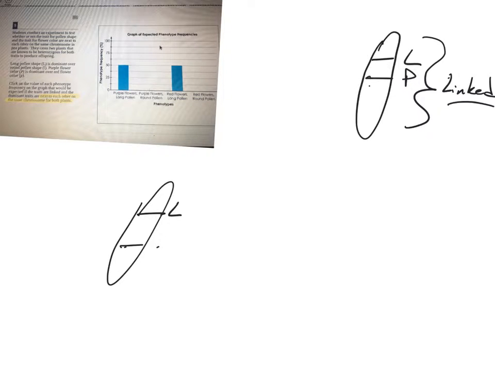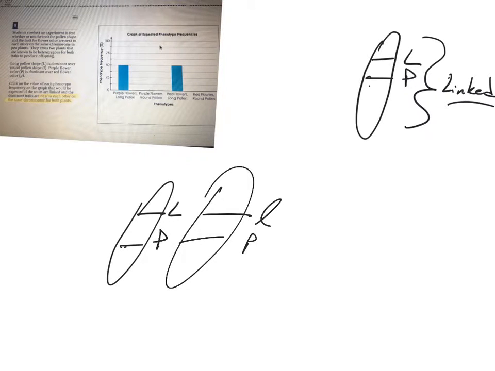So they're next to each other, that means no crossing over. They're heterozygous, that means they have one big L and one little l, right? One big P and one little p. But they're also telling you that the big L and big P are next to each other on the same chromosome, and the little l and little p are on the same chromosome for both of these parents.